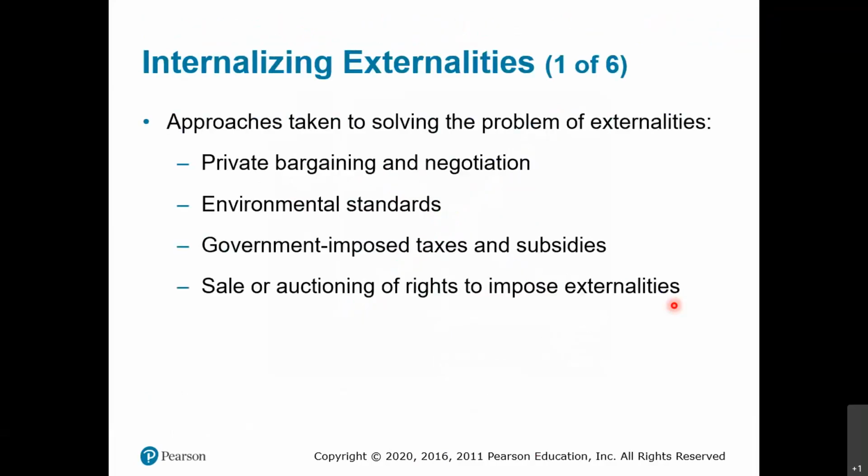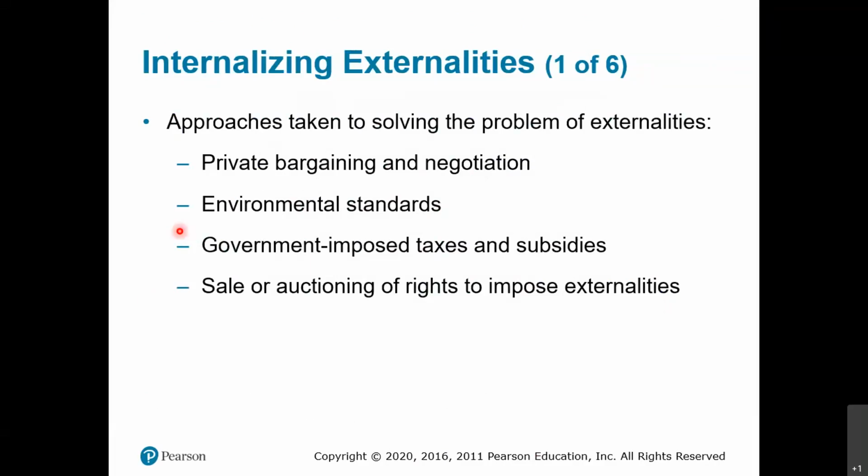So what do we do? We've got externalities. How do you fix them? Well, there's not one way, and there's not a perfectly good way either. There's discussion about this. So the first is private bargaining and negotiation. It's called the Coase solution. We'll talk about that. Where it says environmental standards, these are quantity tools.